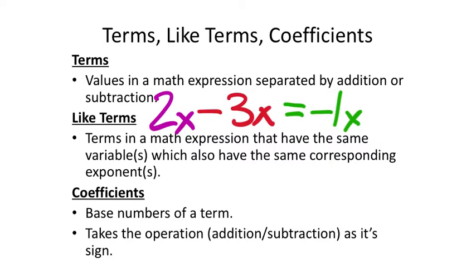Coefficients, which I've talked about. The coefficient is the number that's being multiplied by the letter. It is not the exponent. The exponent is different than the coefficient. It's the base numbers of a term, and it takes the operation, again, to the left. Addition or subtraction has its sign. See how the coefficients here are different? For these two like terms, the coefficients don't matter. What does matter is the letters. Those are what matters, and that's what will make terms like terms.